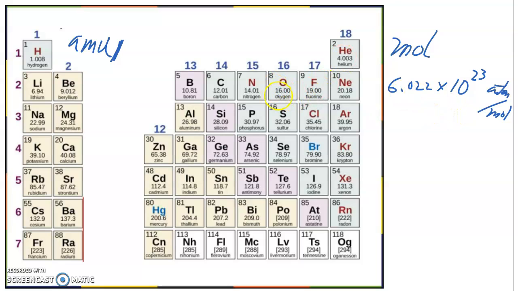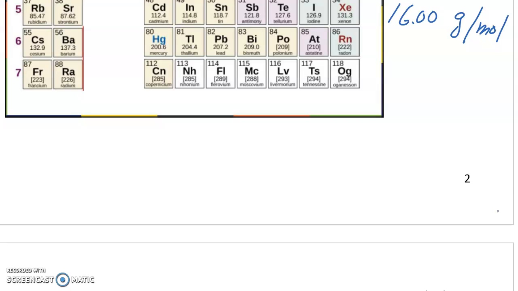All right, so let's do it this way. If I have 1 mole of oxygen atoms, how many grams would that be? It will be 16.00 grams. In other words, atomic mass, we can put it as for oxygen, it will be 16.00, either put in AMU, atomic mass unit, or we can say it's 16.00 grams per mole.